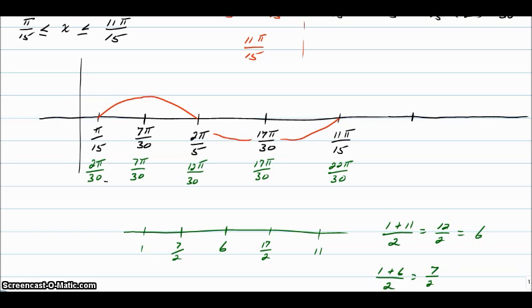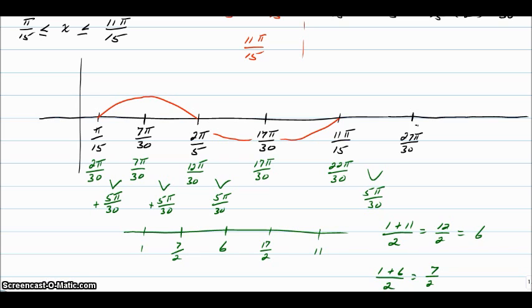And you can see now that to go from one fraction to the next fraction, all I'm doing is adding 5 pi over 30 to each one. 7 plus 5 gives me 12. 12 plus 5 gives me 17, and so on. So if I understand that pattern here, all I have to do is add 5 pi over 30, and that gives me 27 pi over 30.